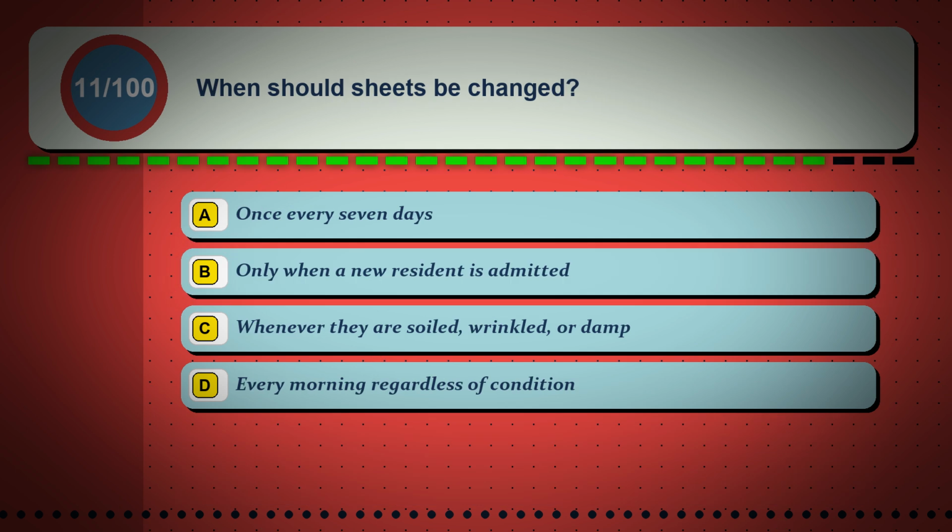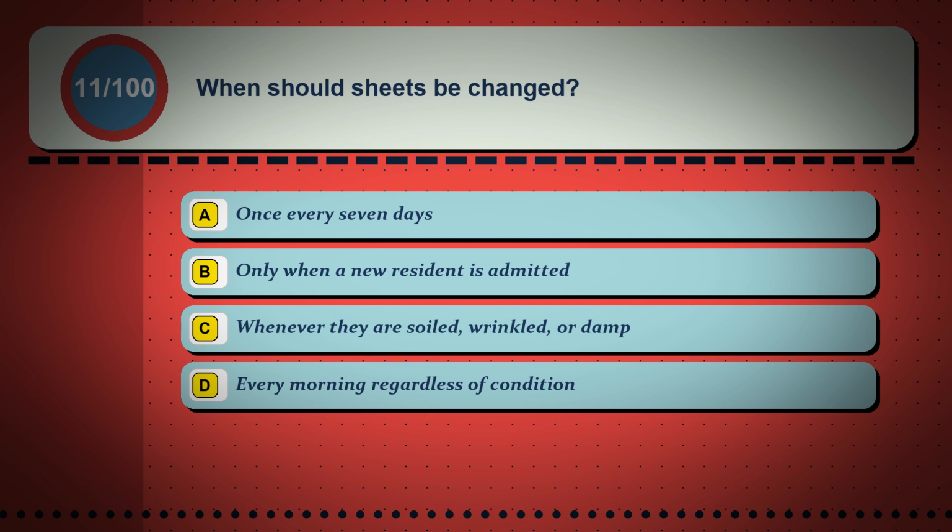Question 11. When should sheets be changed? Option A, once every 7 days. Option B, only when a new resident is admitted. Option C, whenever they are soiled, wrinkled, or damp. Option D, every morning regardless of condition.